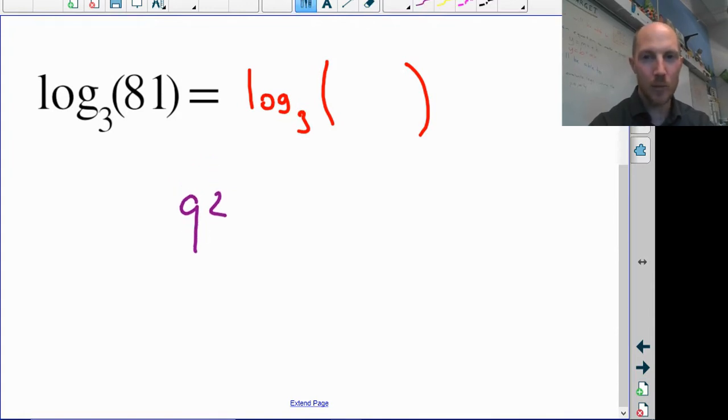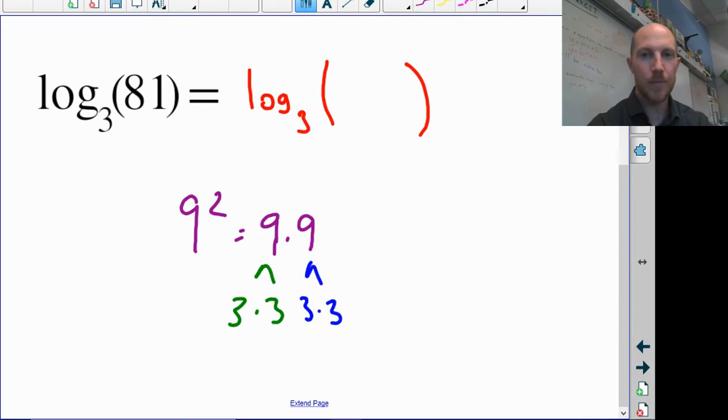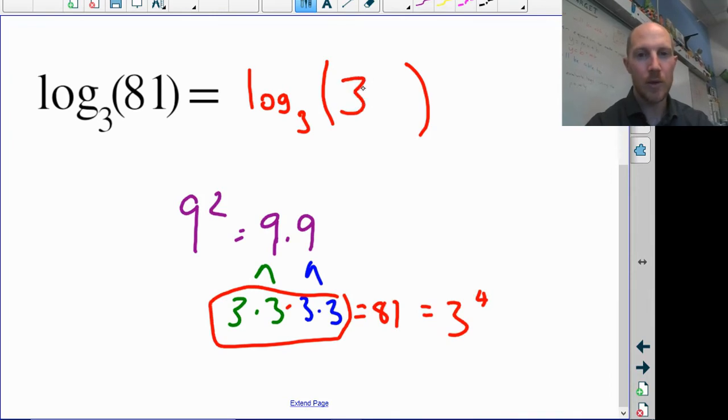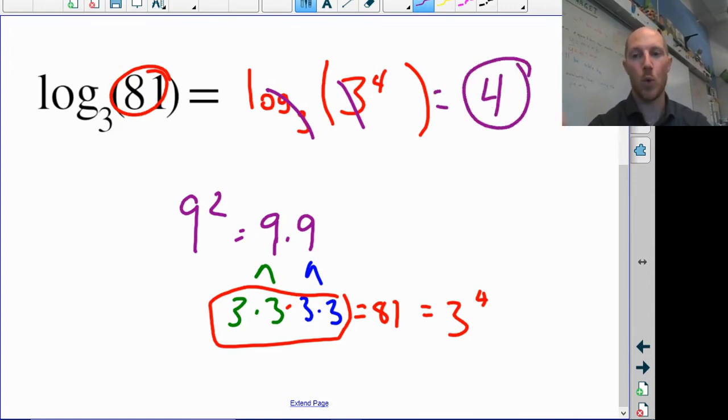So if we know that 9 squared is 81, it's the same thing as 9 times 9. And I know that 9 is the same as 3 times 3, right? So I break each of these 9s apart into 3 times 3. And 3 times 3 times 3 times 3 is again going to equal 81. How many 3s is that? That's 3 to the power of 4. So I can change this original 81 into 3 to the power of 4. All right, now log base 3, and 3 is the base of my exponent. Those are inverses, and so my final answer is 4.